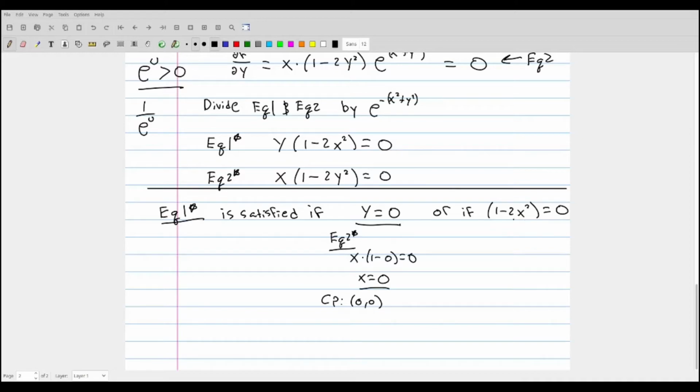If 1 minus 2x squared is equal to 0, that means that 1 is equal to 2x squared, or x squared is equal to 1/2, or x is equal to plus or minus the square root of 1 over 2.